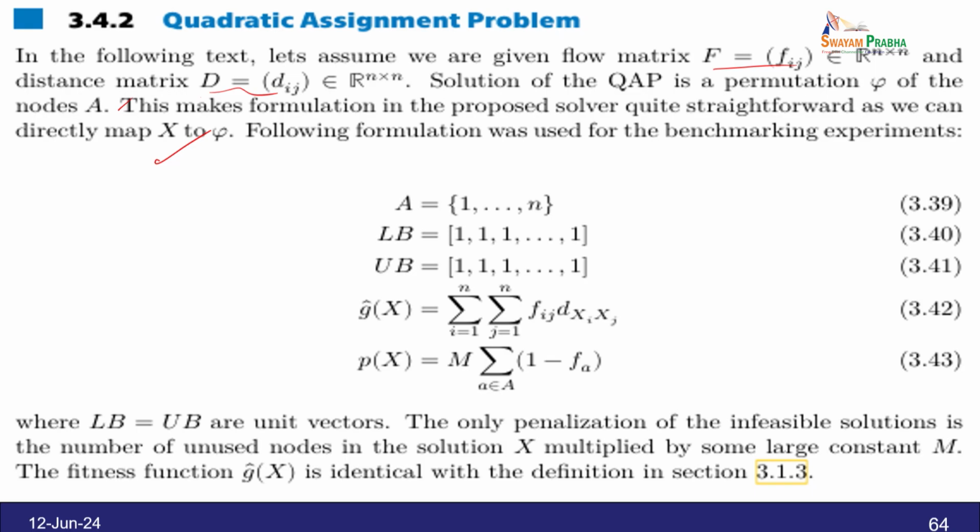The following formulation was used for the benchmarking experiment: A is 1 to n, lower bound all are 1, upper bound all are 1, g bar of x equal to summation i equal to 1 to n, summation j equal to 1 to n of f_ij d of x_i x_j, p of x equal to M times summation alpha in A of 1 minus f_alpha, where lower bound and upper bound are unit vectors and they are equal. The only penalizing of the feasible solution is the number of unused nodes in the solution x multiplied by some larger constant M. So, the fitness g bar of x is identical to the definition in section 3.13.